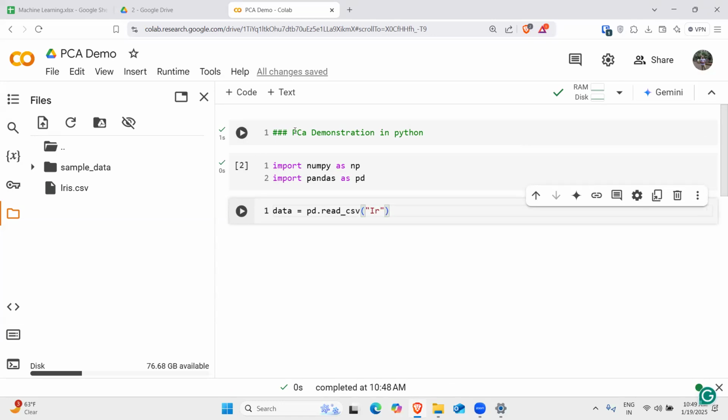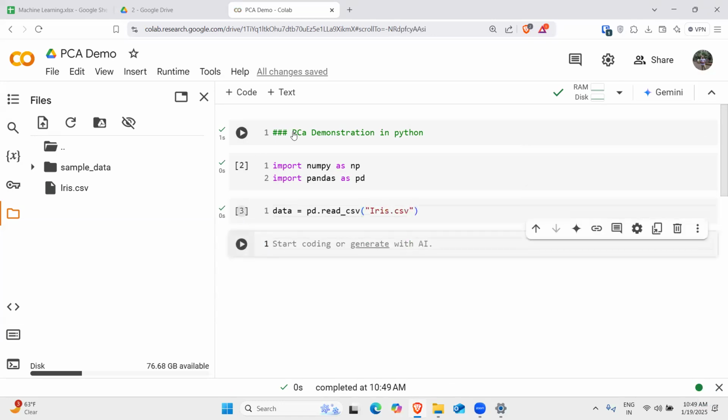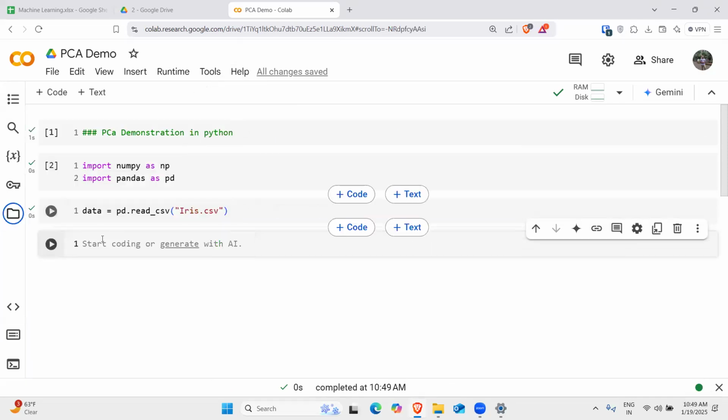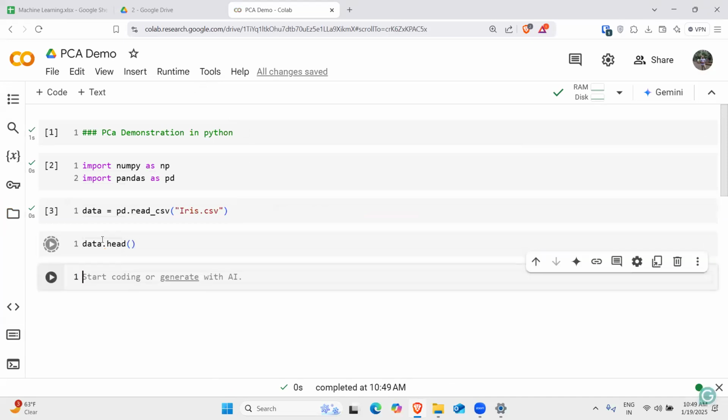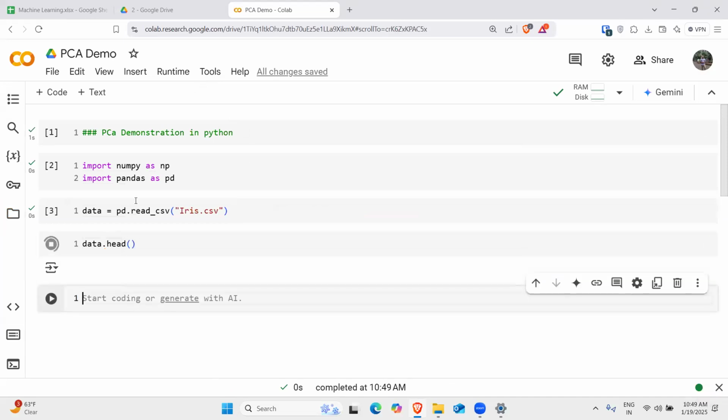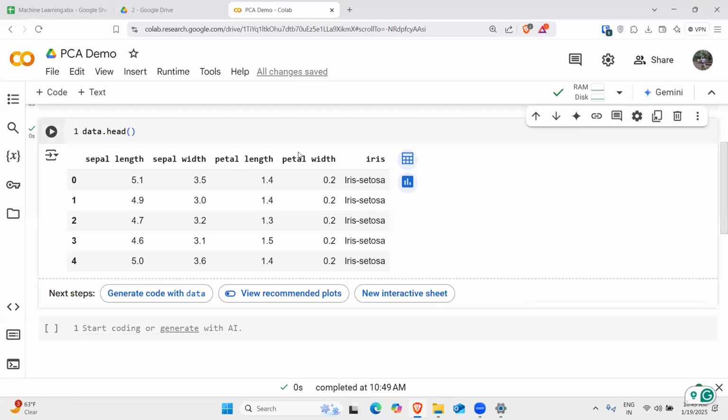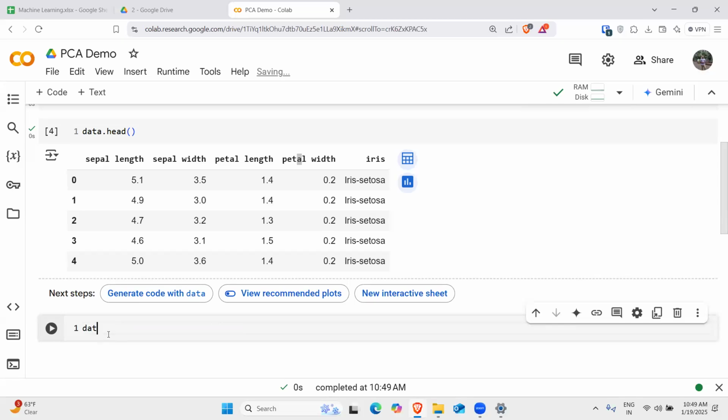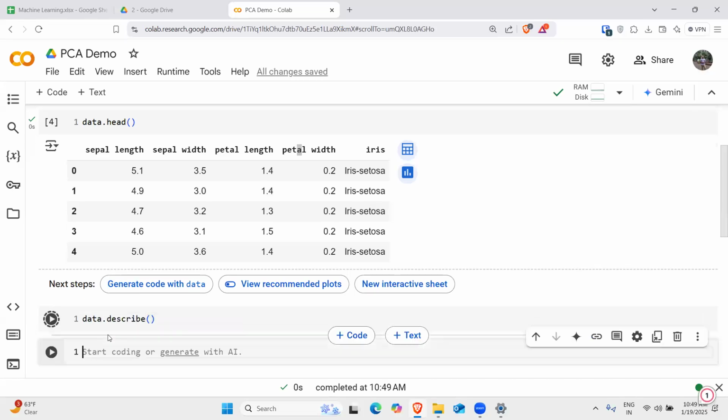iris.csv, right? And now we'll write data.head, open and close bracket. So sepal length, sepal width, petal length, petal width, and iris. This is your data, right? Now, if I just write data.describe, I'll explain what this data is all about.